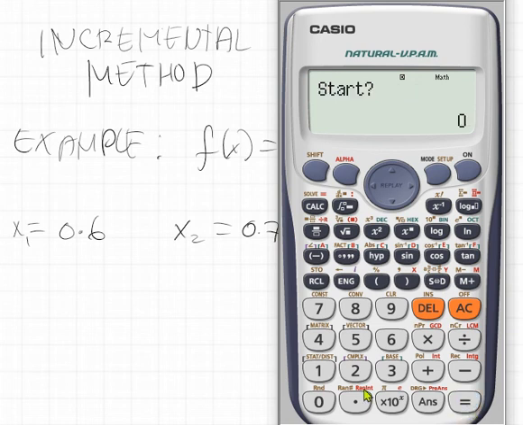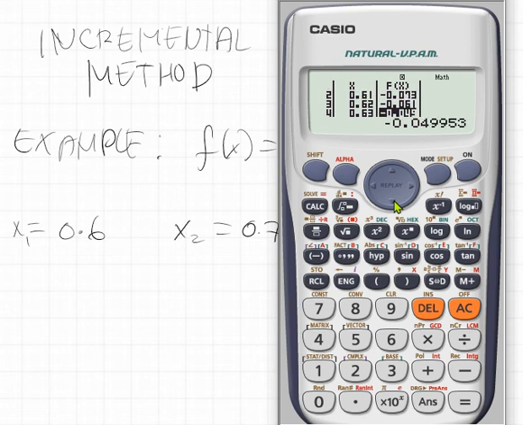Equals. So we start, instead of 0, at 0.6. Then we end up at 0.7. Then what will be the increment? It's not 0.1 anymore. It depends on how many significant figures or decimal places you want to be more accurate for your roots. We can use 0.01. You press equals, then find it again here.